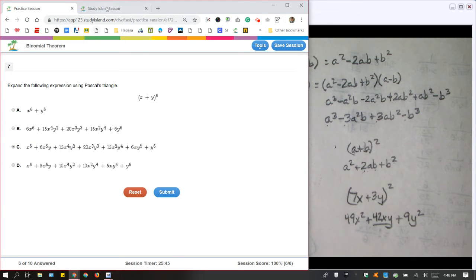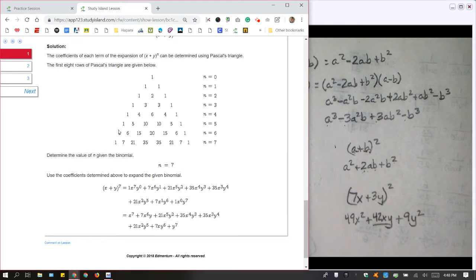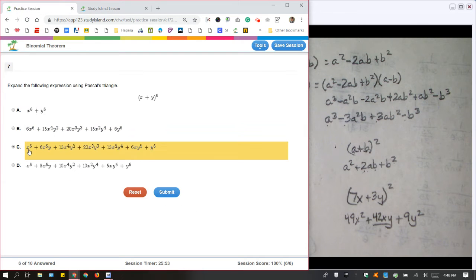And of course, if you look at the coefficients, they follow Pascal's triangle. 1, 6, 15, 20, 15, 6, and 1. So 1, x to the 6th, 6, 15, 20, 15, 6, and 1.